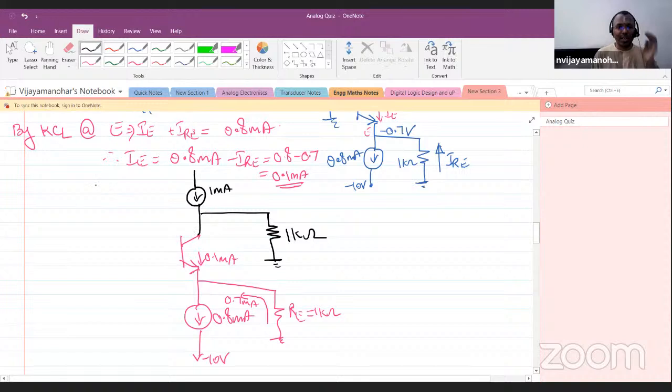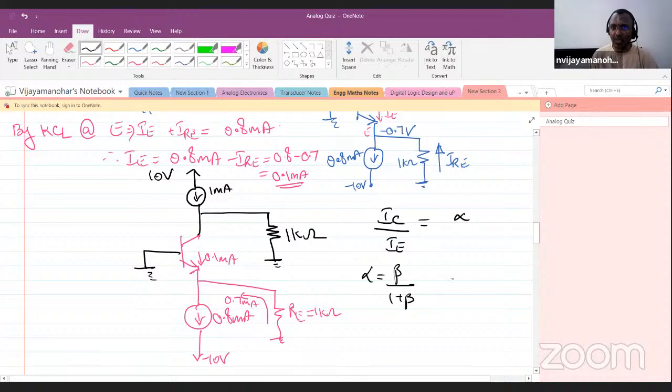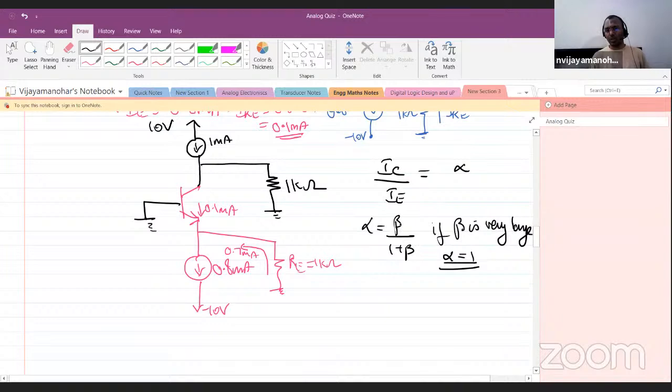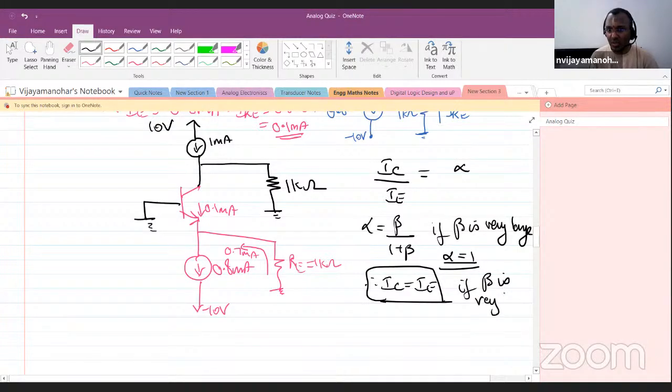Now, what will be the collector current? What is the relation? We know IC by IE is equal to alpha. And what is alpha? Alpha equal to beta by 1 plus beta. If beta is very large, alpha is equal to 1. That's what it means. In the problem, they have told beta is very large. So alpha is approximately 1, and therefore IC is equal to IE. That's the meaning of beta being very large.